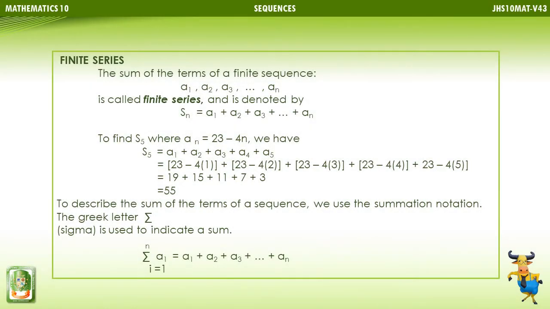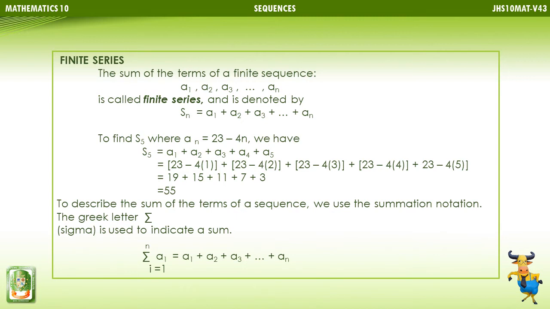Finite series. The sum of the terms of a finite sequence a sub 1, a sub 2, a sub 3, up to a sub n is called a finite series, and is denoted by S sub n equals a sub 1 plus a sub 2 plus a sub 3 plus up to a sub n.